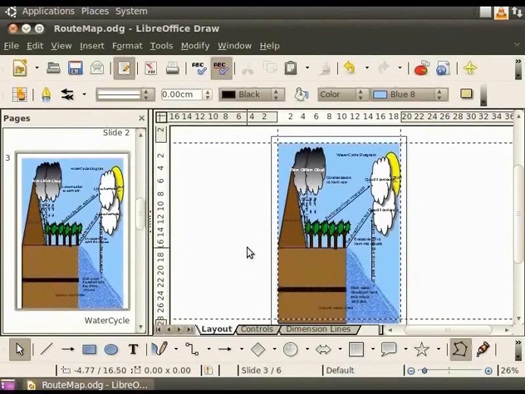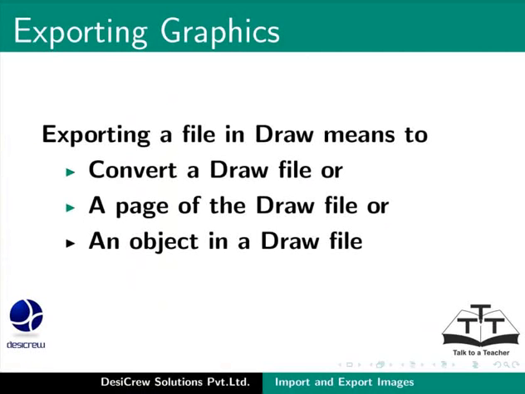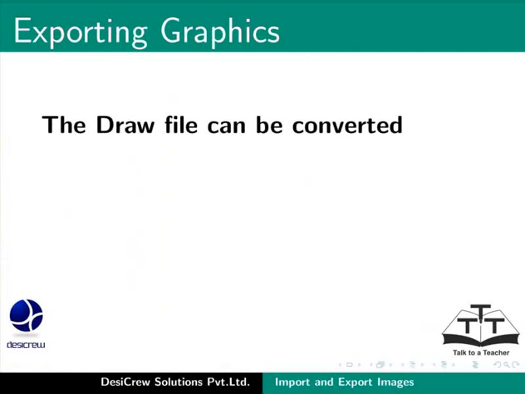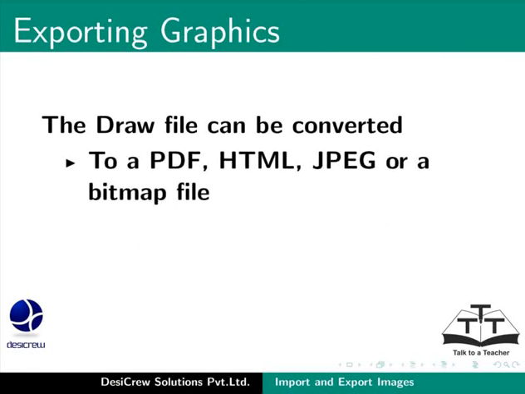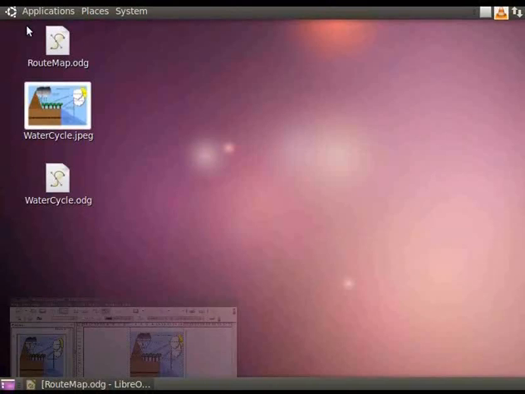Next, we shall learn to export images from Draw. Exporting a file in Draw means to convert a draw file or a page of the draw file or an object in a draw file to a different file format. For example, the draw file can be converted to a PDF, HTML, JPEG, or a bitmap file. The file formats PDF, Flash, and HTML always export the whole draw file. Let's minimize the routemap file.